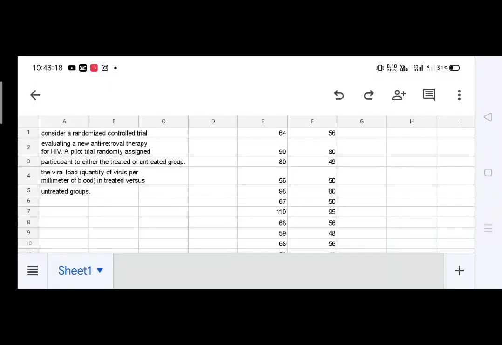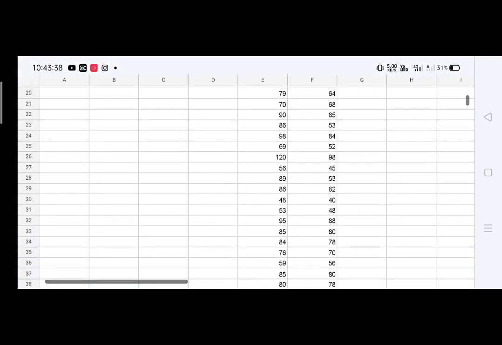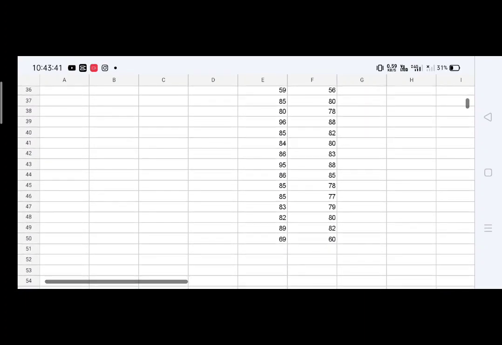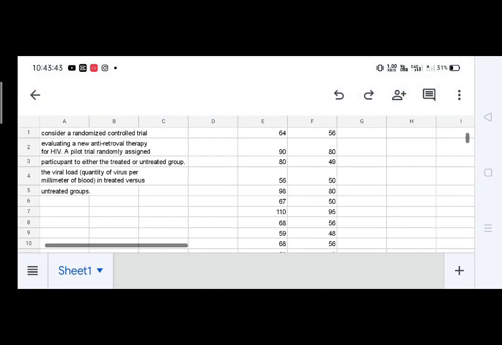So we now have our data sets and a situation. Consider a randomized controlled trial evaluating a new antiretroviral therapy for HIV. A pilot trial randomly assigned participants to either the treated or untreated group. The viral load, quantity of virus per milliliter of blood, is compared in the treated versus the untreated groups. There are 50 samples for the treated group and another 50 samples for the untreated group, a total of 100 samples.